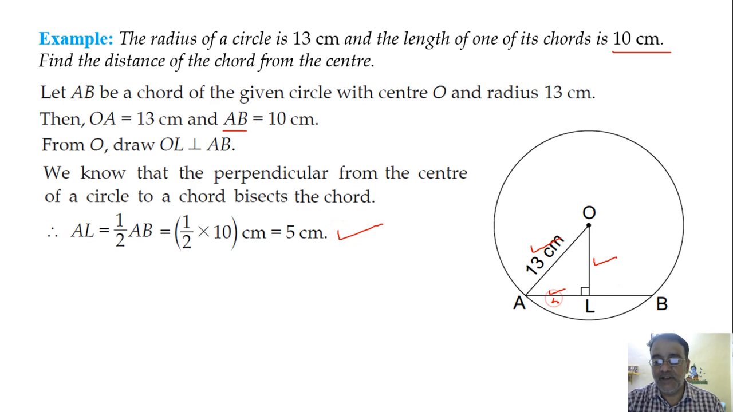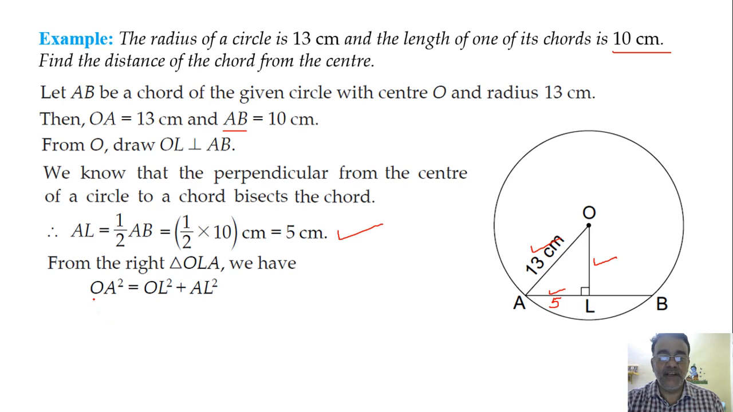Now we have to find OL. How will you find OL now? Using Pythagoras theorem. Very good. So what will you get if you use Pythagoras theorem? OA square is OL square plus AL square. Very good. So we'll substitute OA is 13, we have to find OL, AL is 5.